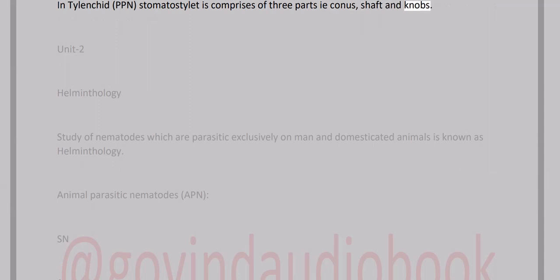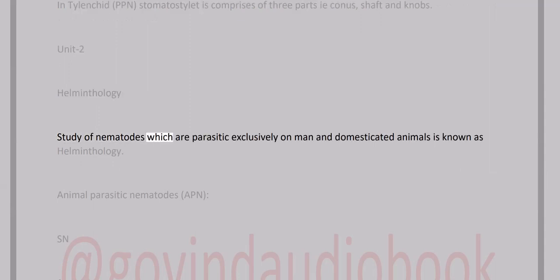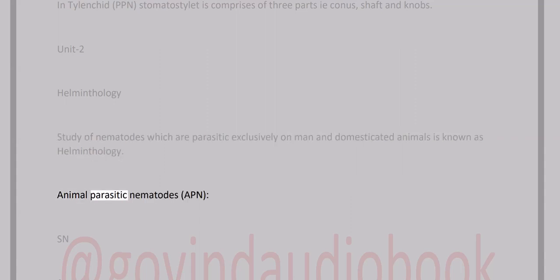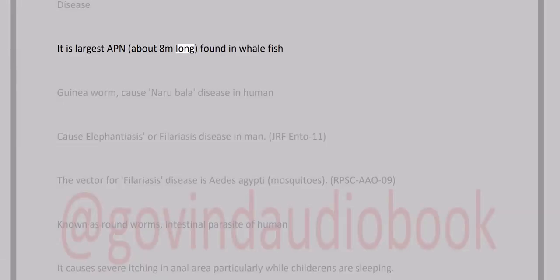Unit 2: Helminthology. The study of nematodes which are parasitic exclusively on man and domesticated animals is known as helminthology. Animal parasitic nematodes, APN: Placentonema gigantissima, Dracunculus medinensis, Wuchereria bancrofti, Ascaris lumbricoides, Enterobius vermicularis, Onchocerca volvulus. Placentonema is the largest APN, about 8 m long, found in whales. Guinea worm causes Naru disease in humans. Wuchereria causes elephantiasis or filariasis disease in man.